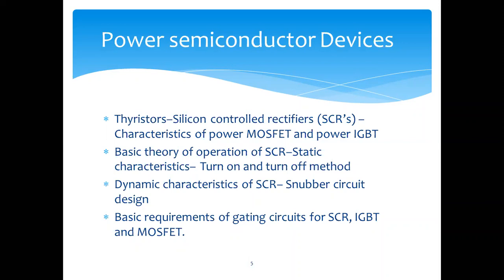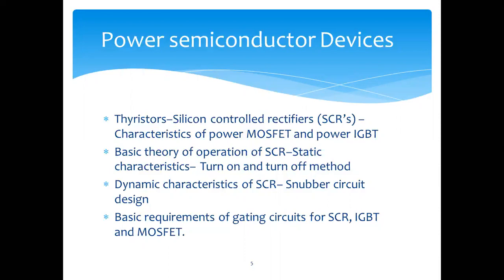Controlled devices, okay. Therefore, by using a firing method or a gating signal to the switch, turn on and turn off methods are possible. That is, if we want to turn on at some time, and if we want to turn off the complete circuit, we can do that. By using turn on and turn off methods, we will operate properly. And next one, dynamic characteristics of SCR.